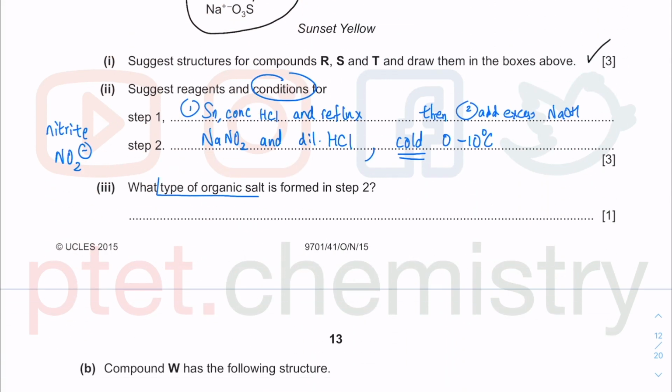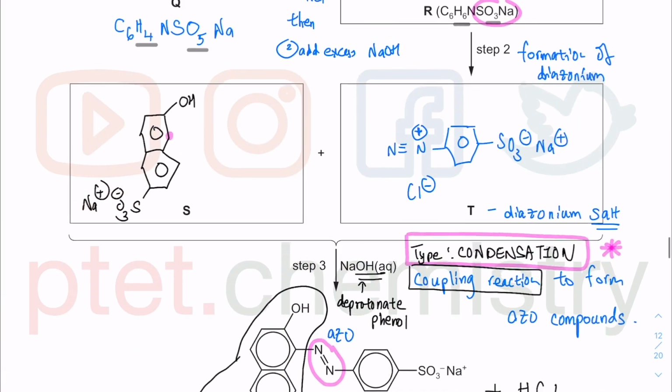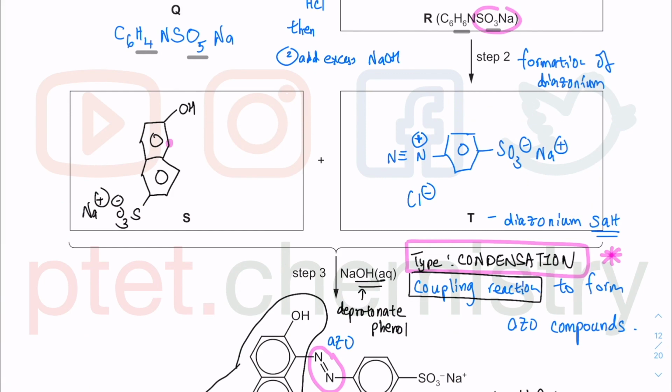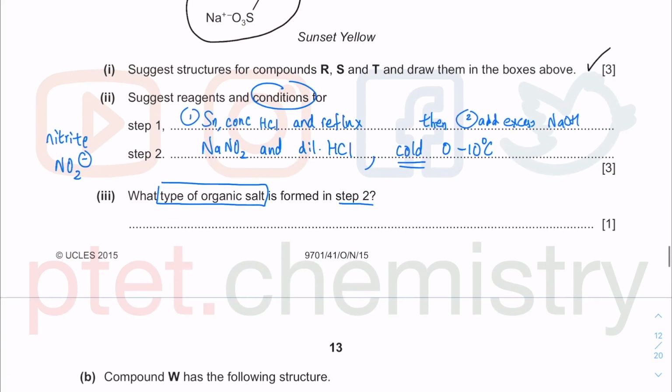Next one, what type of organic salt is formed in step 2? In step 2, we get a diazonium salt. So it's just called a diazonium salt. What type of organic salt? Well, you get a diazonium salt. If you have to describe the family, it's R and then N triple bond N, and then it's a chloride, where this thing is not directly bonded there because it's an ionic compound, giant ionic structure, the salt.